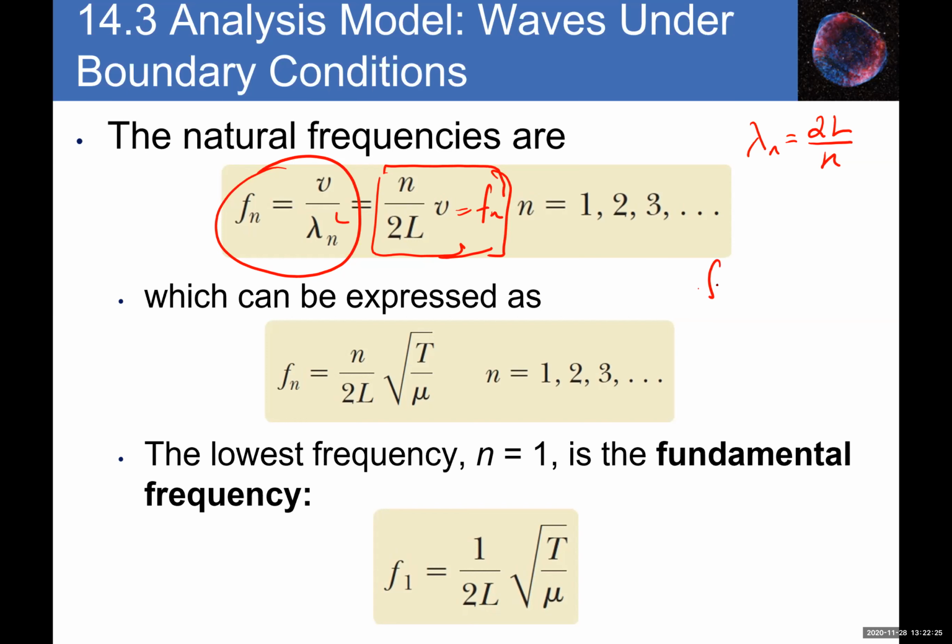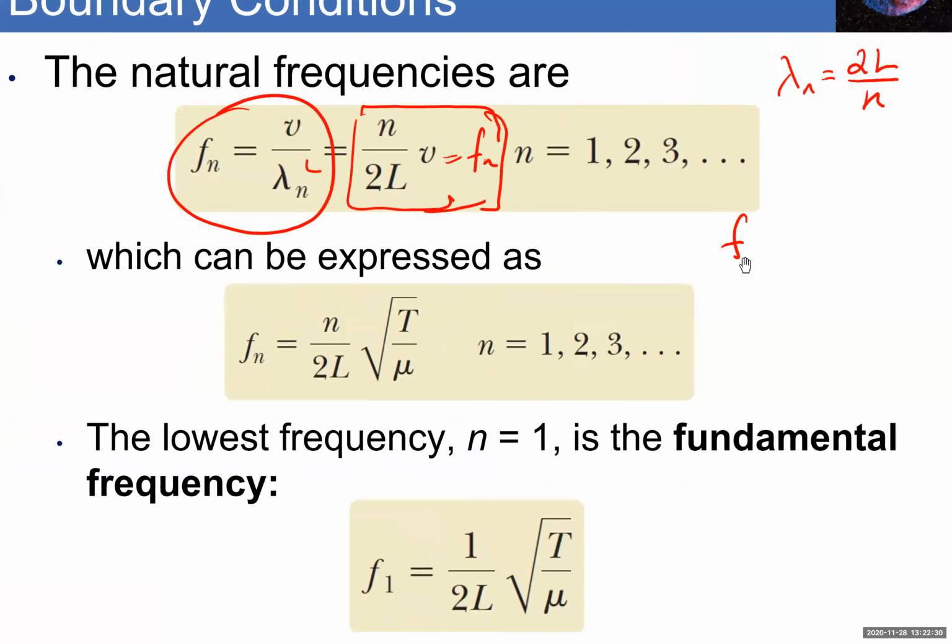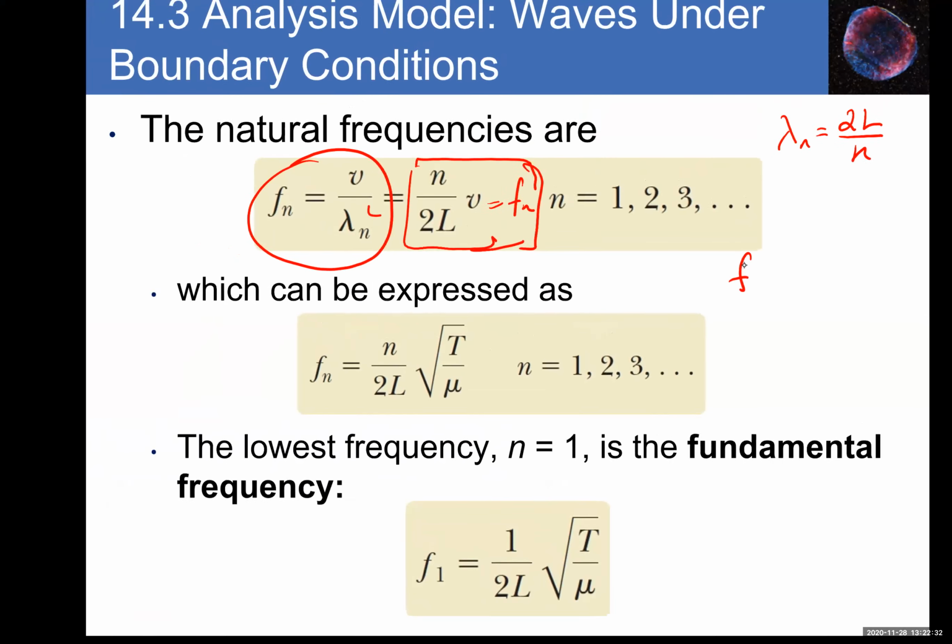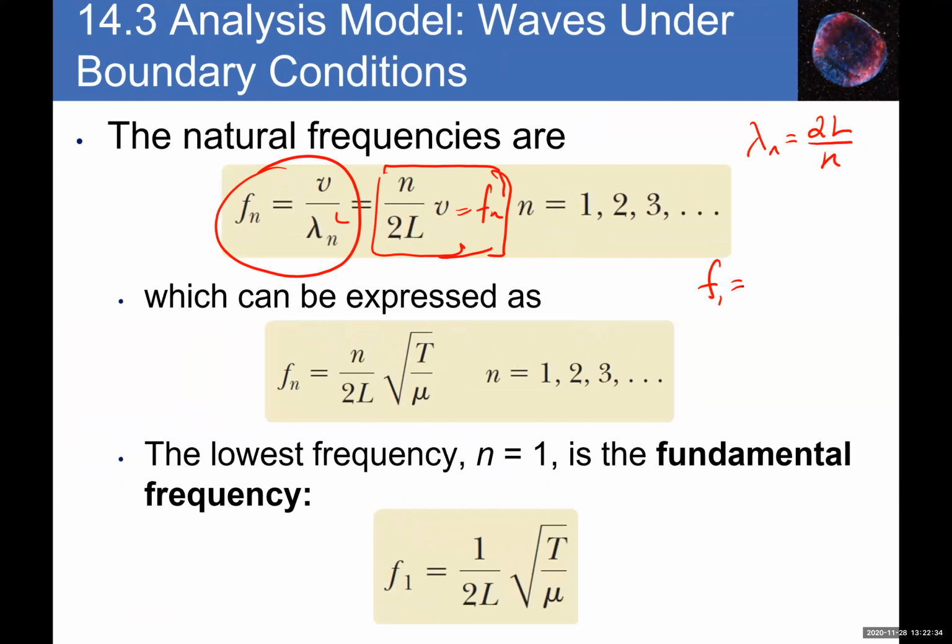So for example, when f is the fundamental, where N is 1, I can say that this is equal to 1 times the velocity over 2L. So it's basically V over 2L. This is the equation for the fundamental frequency.